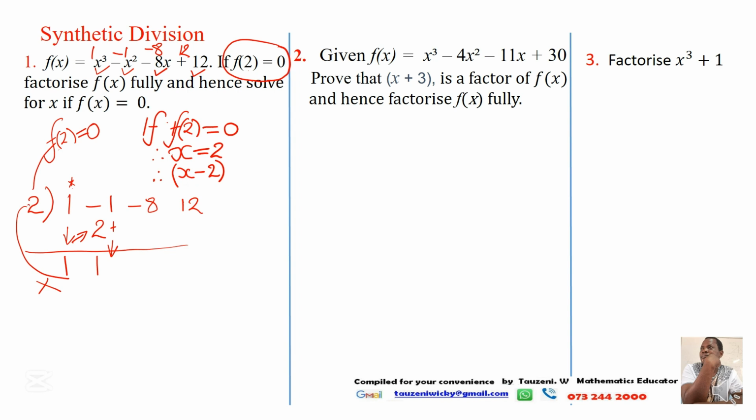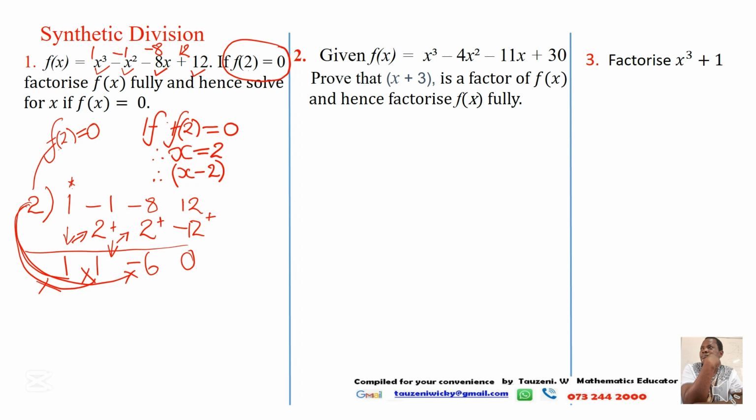Then you multiply again the value of x by this one and get an answer. The answer that you get, you write under the next column. 2 times 1 is equal to 2. Then you add these 2 numbers. Minus 8 plus 2 gives me minus 6. Then you multiply again, 2 multiplied by negative 6, and write the answer in the next column. It will give us negative 12. Then add these 2 numbers to get 0. This is how synthetic division is done.